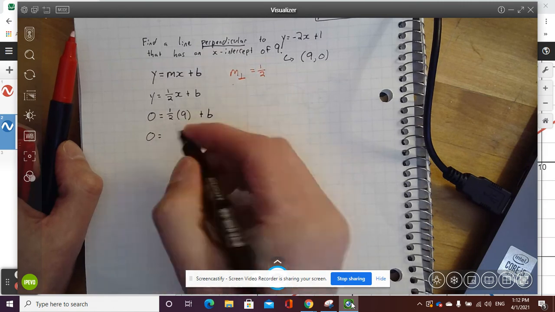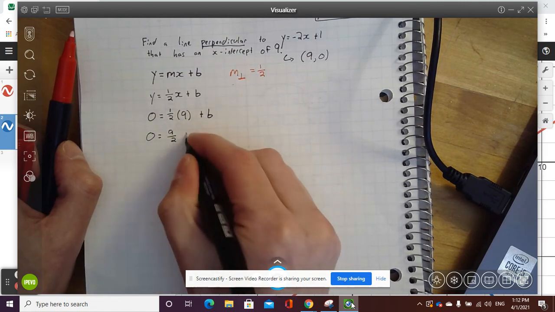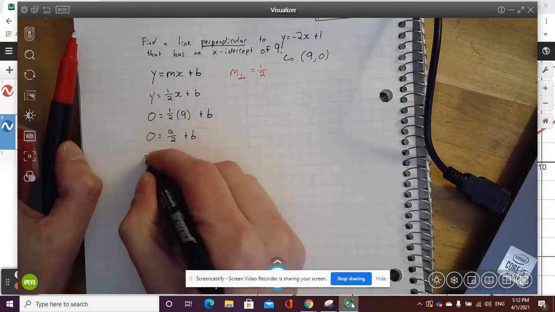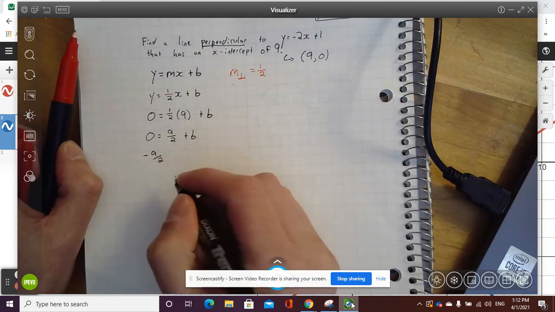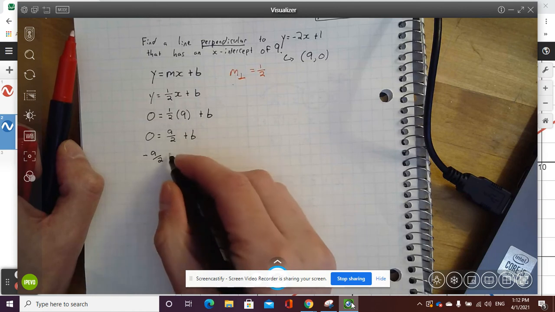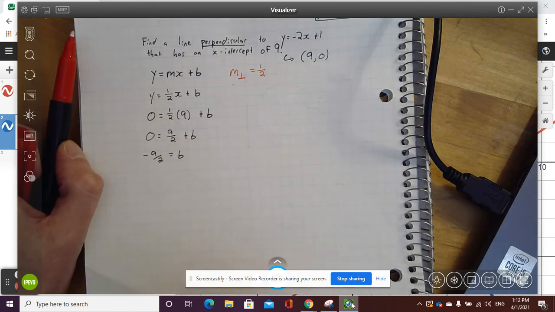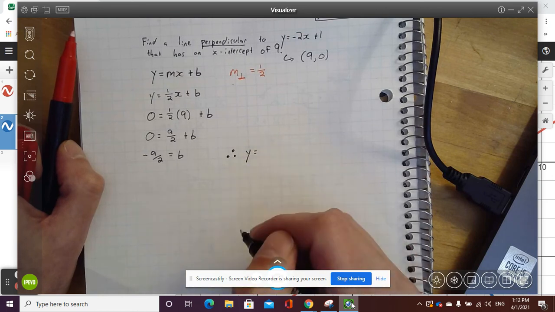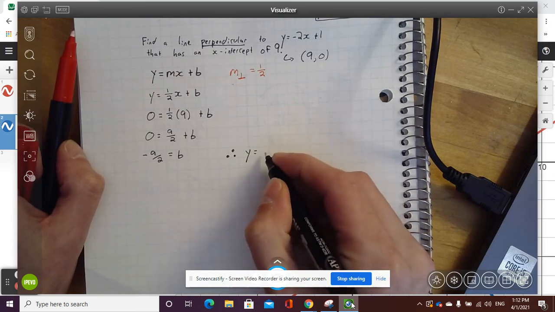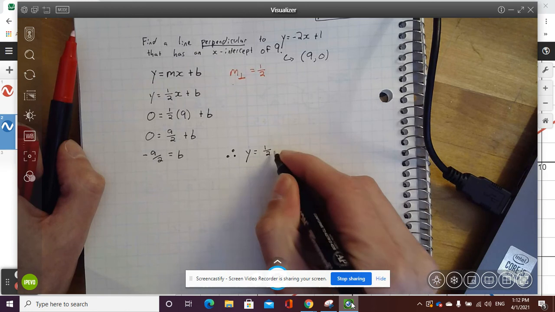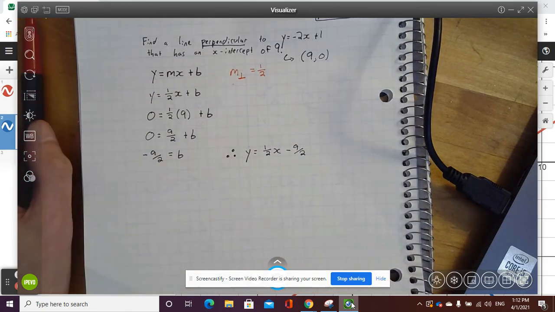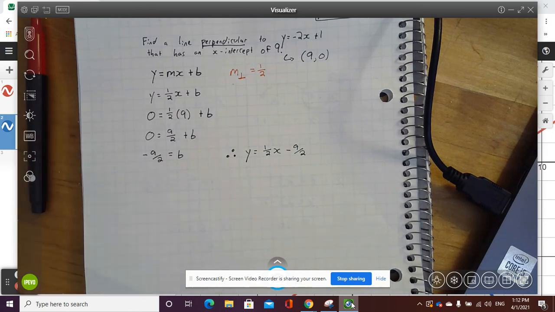So 1/2 times 9 is 9/2. And then to solve for b, I'm going to move the 9/2 onto the other side. So b would be equal to negative 9/2. You could say negative 4.5. Then again, my final step is just write out that equation. y equals 1/2 x minus 9/2. So let's check if we're right.